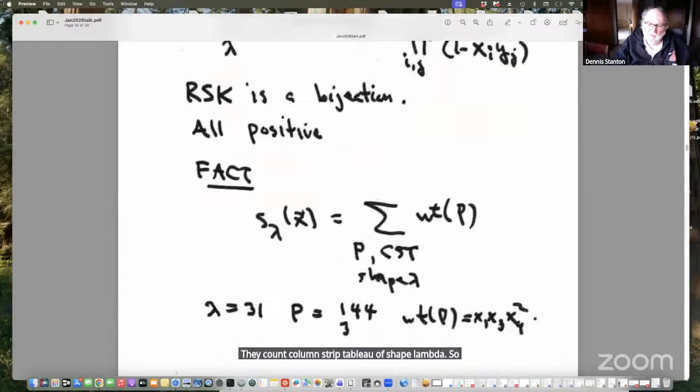So here I've written one. If lambda is the partition (3, 1), then here's a column strict tableau P. The first row numbers increase weakly, and down the columns they increase strictly, column strict tableau. And the weight of this is this monomial, x1 x1 x3 x4 squared.